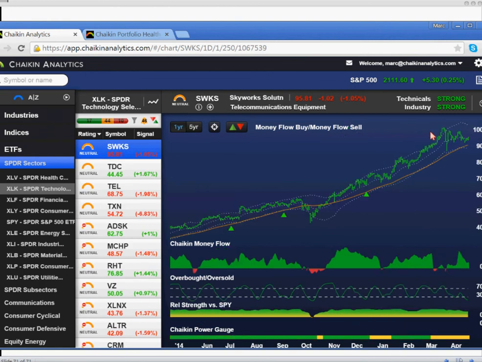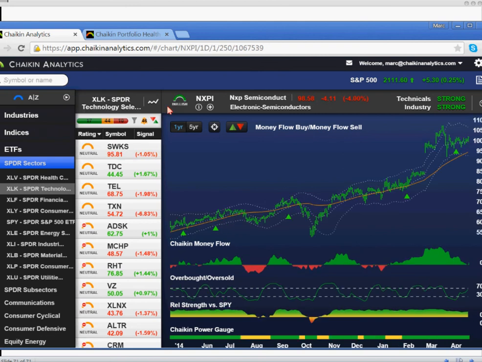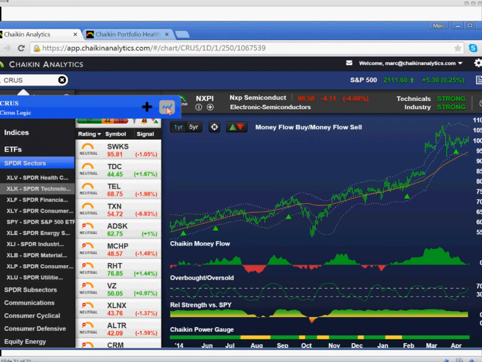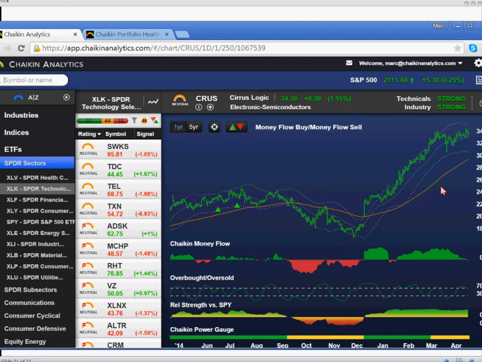Why? Because the power gauge rating is neutral and it's not acting quite right. And some of this Apple ecosystem acolyte stocks like Skyworks are toppy as well. Again, added to the S&P 500, perhaps the kiss of death. NXPI, which long-term is a great stock, supplies Apple with chips, not making new highs. Let's see what, in fact, that was down 4% today.